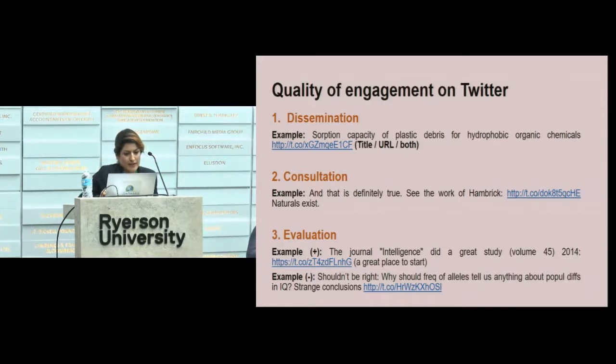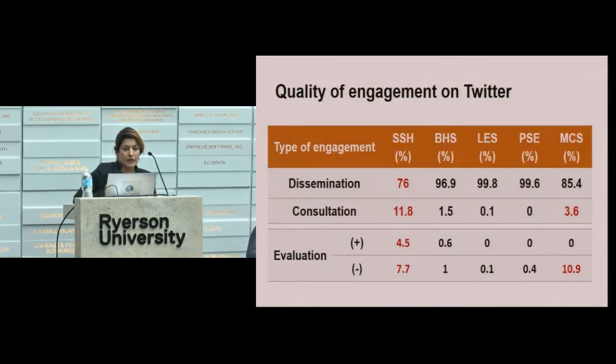For example, it says, the journal Intelligence did a great study, and then provides the link to the article. Or negatively, which we saw mainly in mathematics. I'll show you the percentages here. In social sciences and humanities, we had different types of engagement. Around 76% go to dissemination, but we also have around 12% consultation, where somebody is recommending a paper.